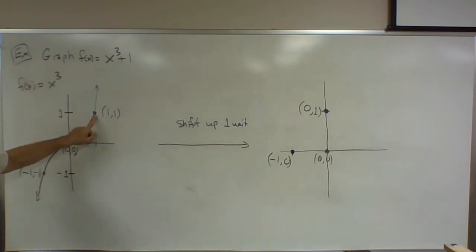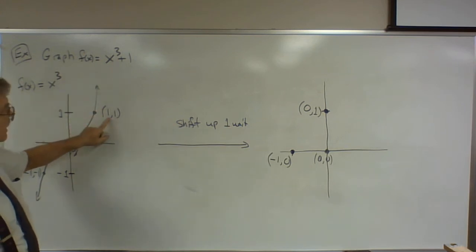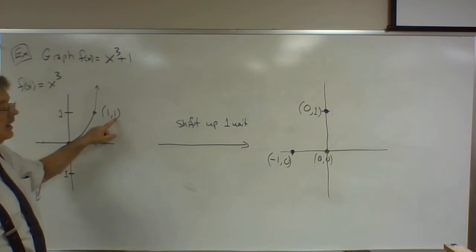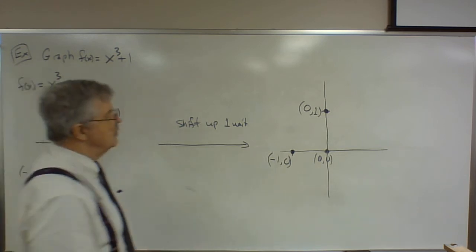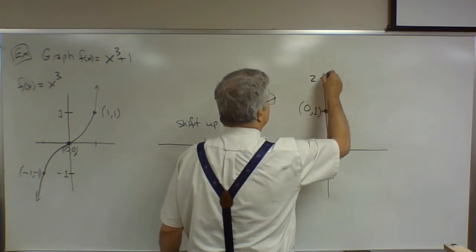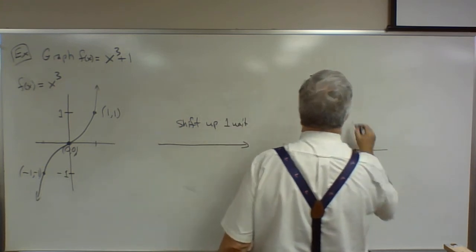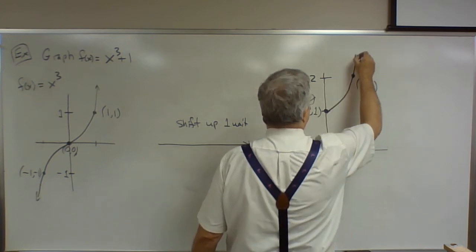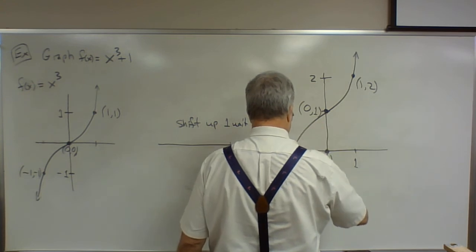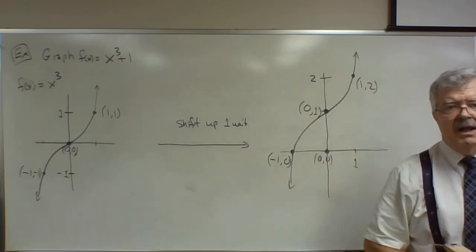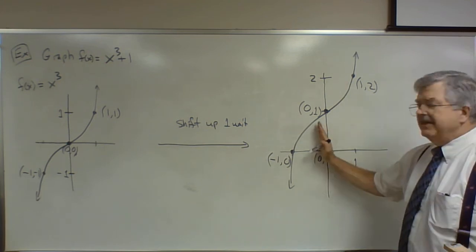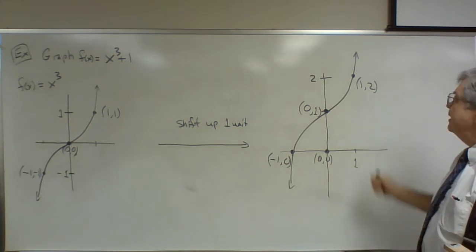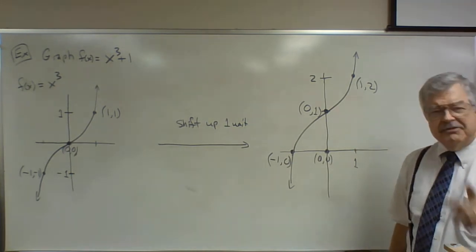And this point, I'm moving this point up vertically 1 unit. X will stay the same, but since I'm going up 1 unit, I have to add 1 to the y coordinate. Voila. And notice that essentially the shape of the graph stays the same. Not bad, huh? Let's do one more.